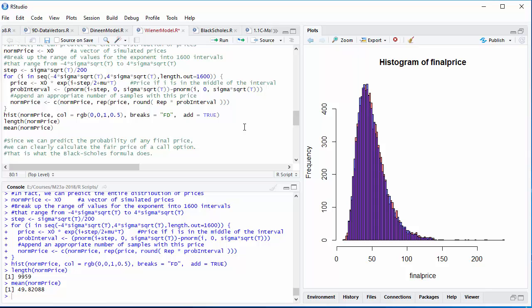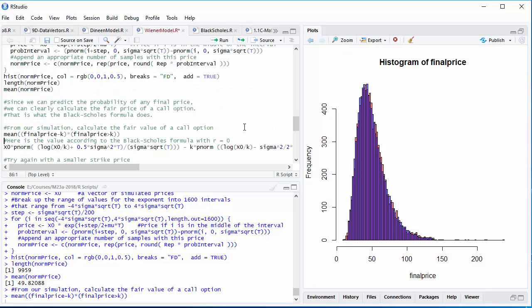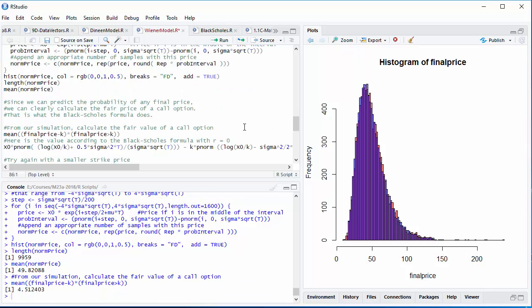Okay, now you see we can predict the probability of any final price, and therefore we can easily calculate the fair price of a call option. That's the role of the Black-Scholes formula. Okay, all I have to do is take the final price minus the strike price and multiply by 1 if and only if the final price exceeds the strike price. And when I do that, I get a value of 4.51.